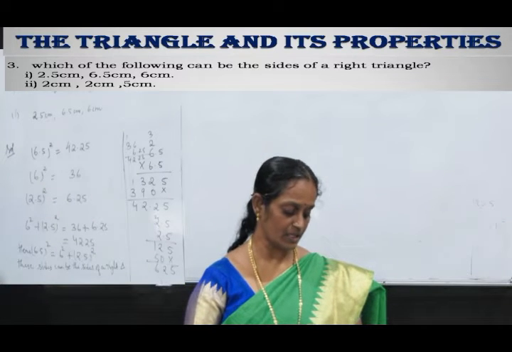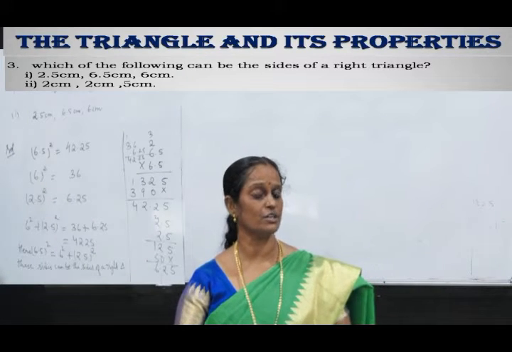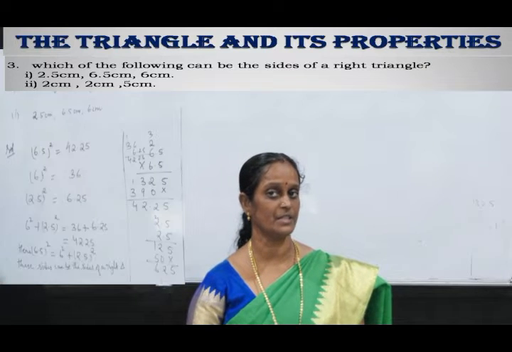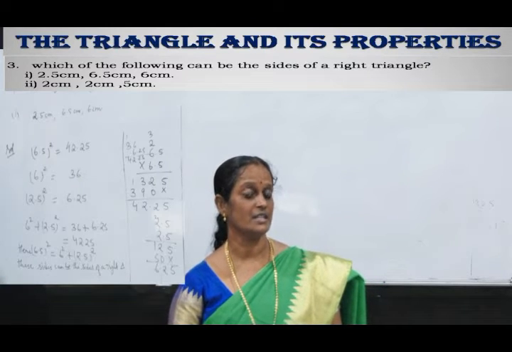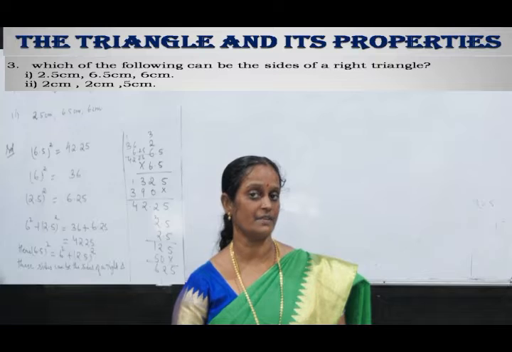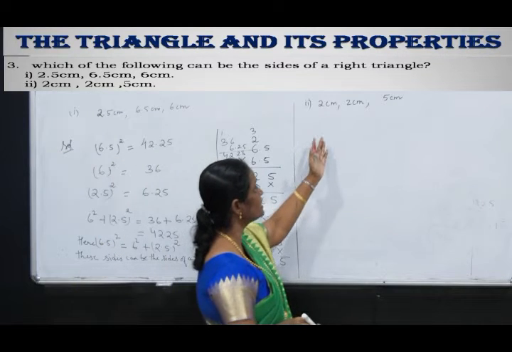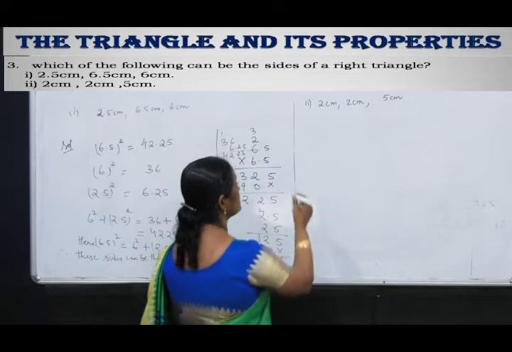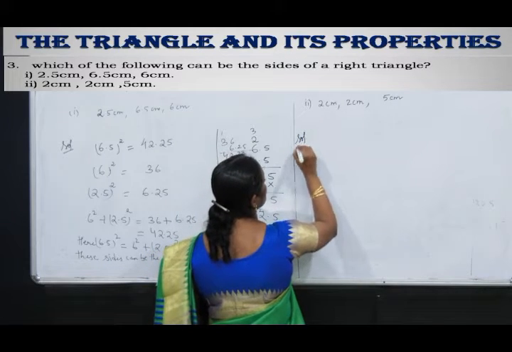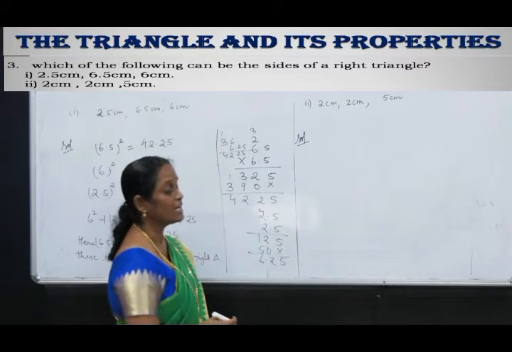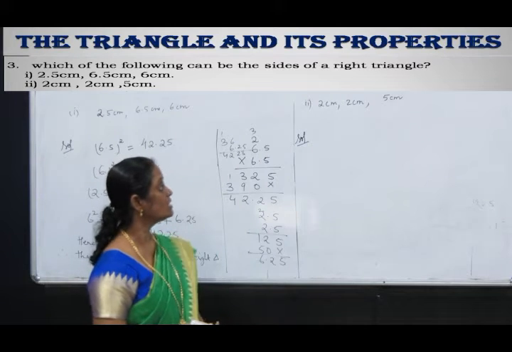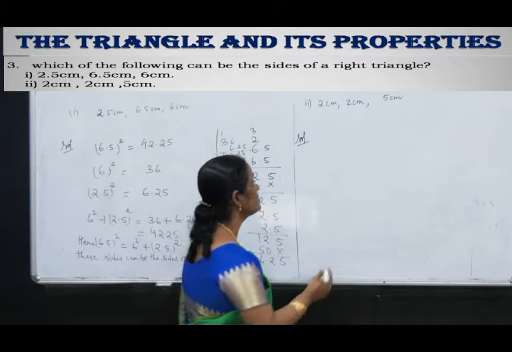Here in this question, 6.5 centimeter is the longest side. The angle opposite to this side will be the right angle. Next question, here the sides are 2 centimeter, 2 centimeter and 5 centimeter. Here also we will verify whether this can be the sides of a right triangle or not. Here the longest side is 5 centimeter.